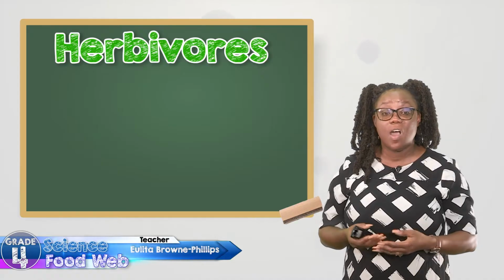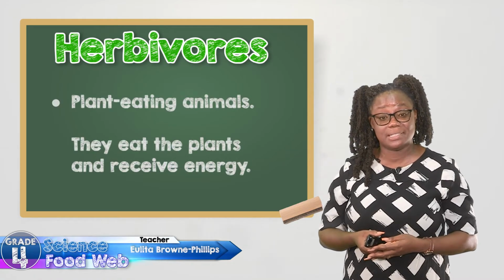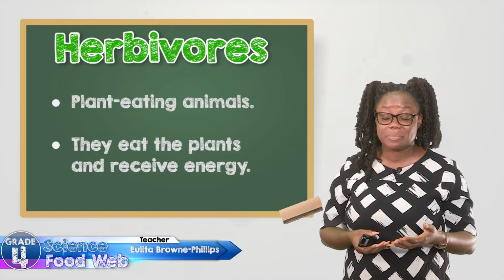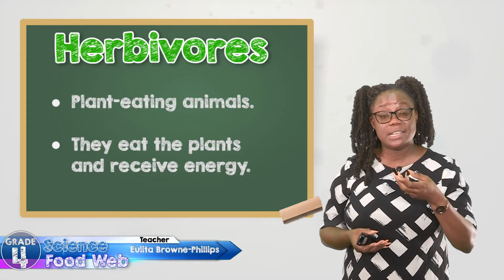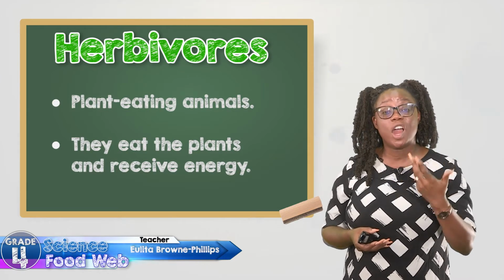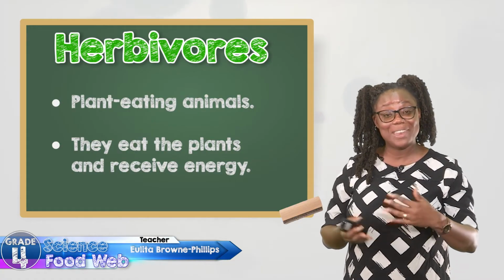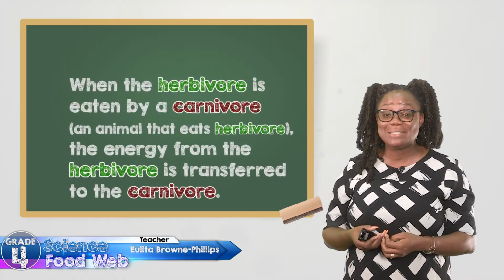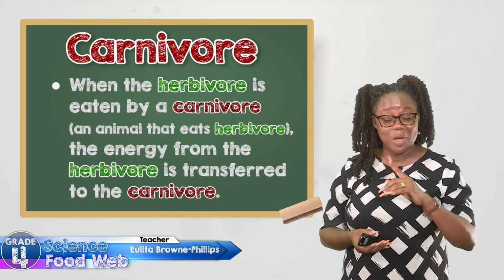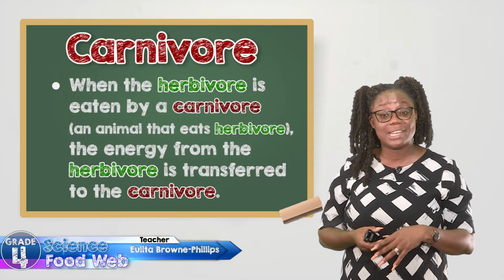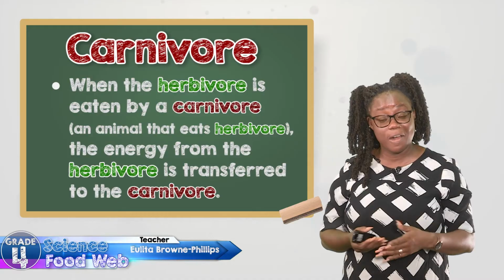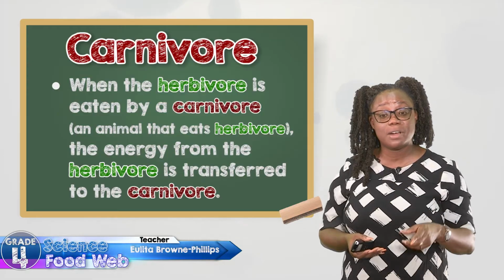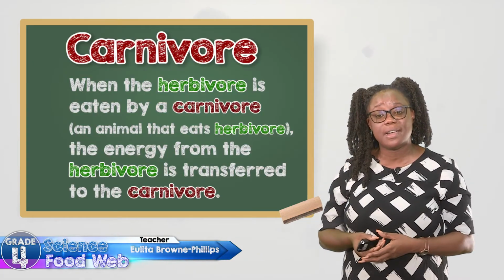Herbivores. Herbivores are plant-eating animals. They eat the plants and they receive energy. So, the plants use the sun's energy to make food, and herbivores eat the plants and receive energy as a result of eating it. When the herbivore is eaten by a carnivore, and we know a carnivore is an animal that eats herbivores or eats other animals, the energy from the herbivore is transferred to the carnivore.